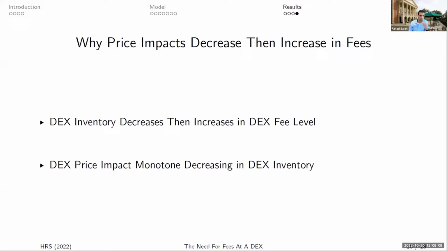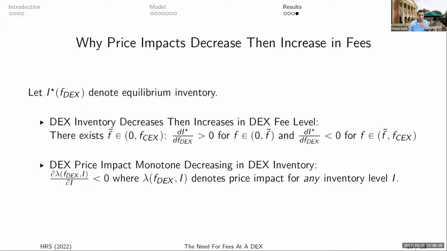And then this brings us back to those key institutional details associated with the decentralized exchange as to why price impacts decrease and then increase in fees. This is because the inventory is increasing and then decreasing in the fee level, and price impacts are monotone decreasing in the inventory. So when the fee level is low and you increase it, you are increasing the overall trading fee revenue that's produced. This is then increasing the endogenous inventory. The endogenous inventory is then reducing the price impacts. If you go too far, this effect reverses.